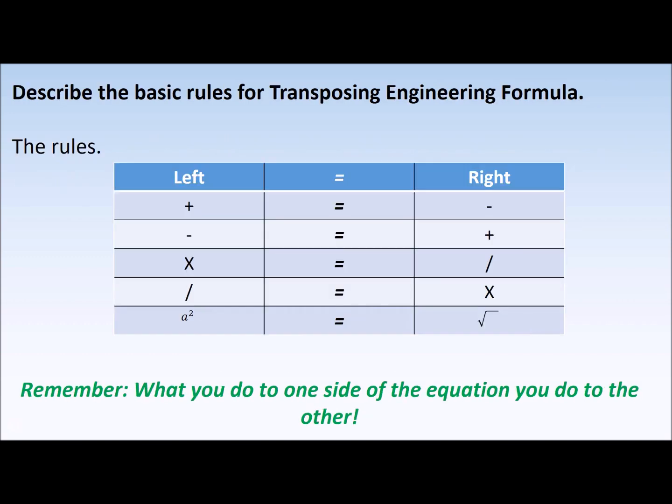So going back over the basic rules: remember, if you've got a positive on one side, as it transfers across it will become a negative, and a negative will become a positive. Two values multiplied, the one you want to move will become the denominator. If you've got a denominator on one side, it will be multiplied on the other. And if you've got a square and you want to get rid of that square, for example you want to find a on its own, you use the root to get rid of that squared value. One other important thing to note is, remember, what you do to one side, you do to the other. Don't leave your equation out of balance.